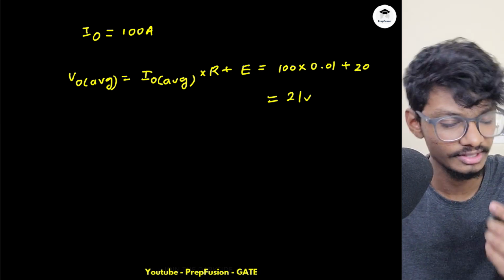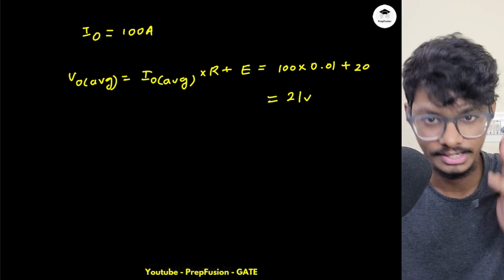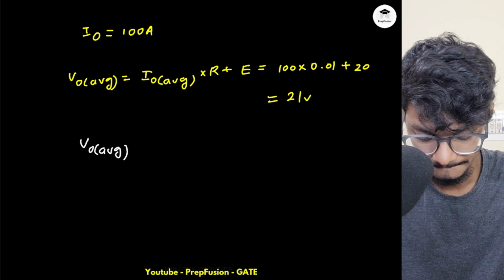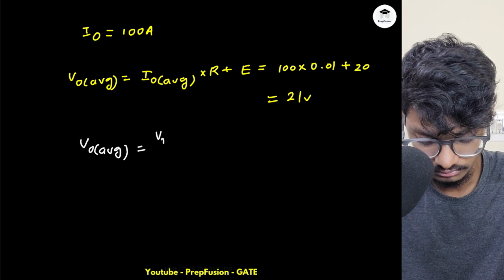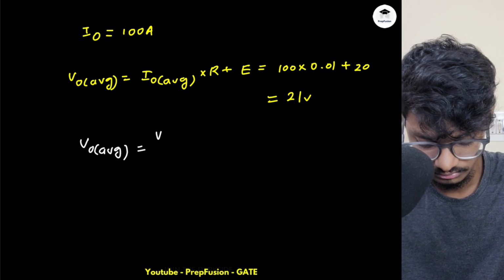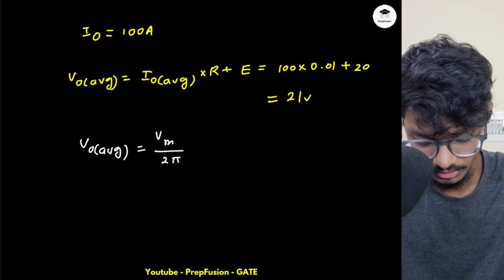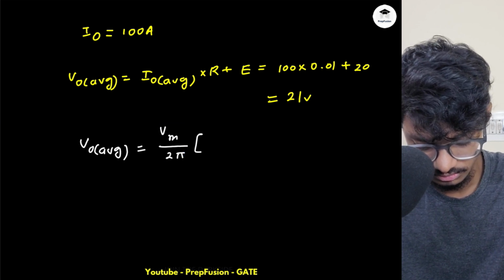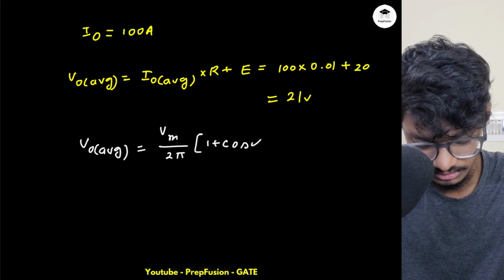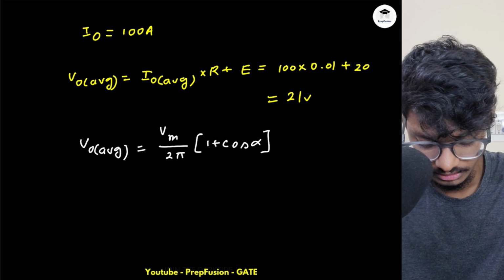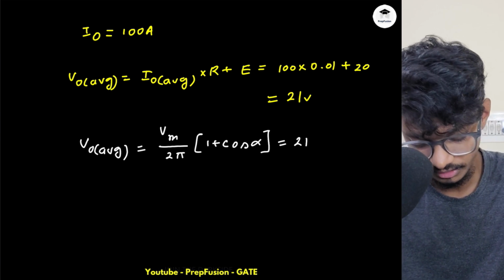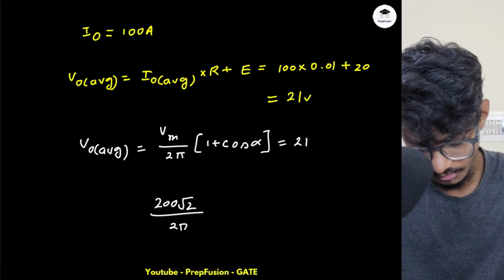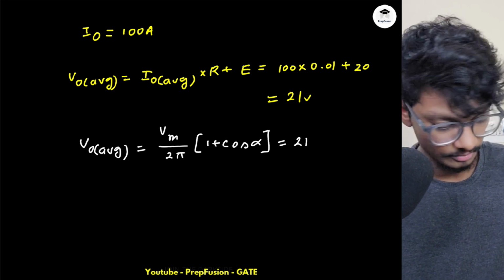I know the formula. You can remember this formula obviously, but how much time will it take you to derive? 10 seconds, maximum 10 seconds. So I know the formula that VO average is also equal to Vm by 2 pi into 1 plus cos alpha. So this will be equal to 21. Vm I know is 200 root 2 divided by 2 pi, and I will just cross multiply and compute this real quick.